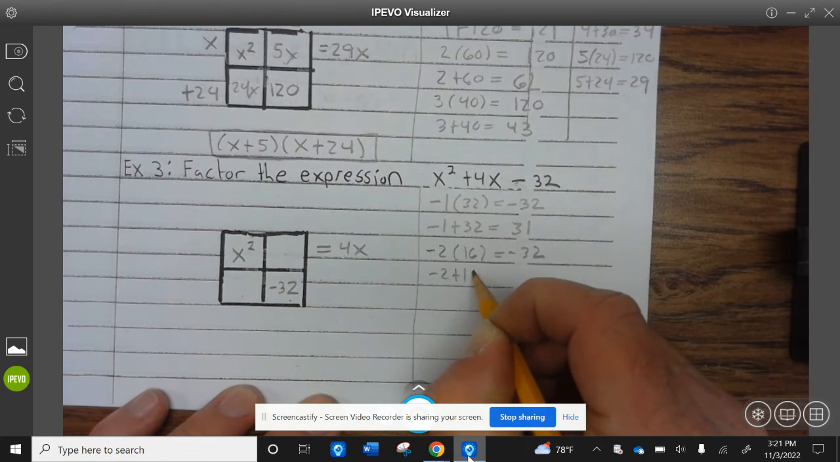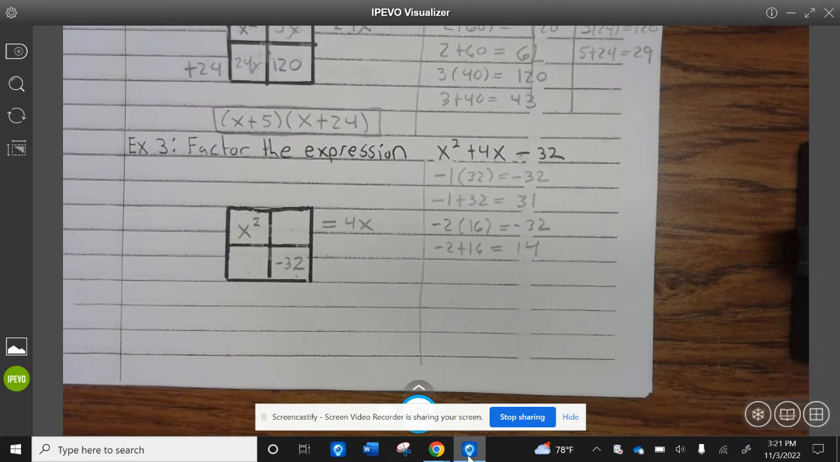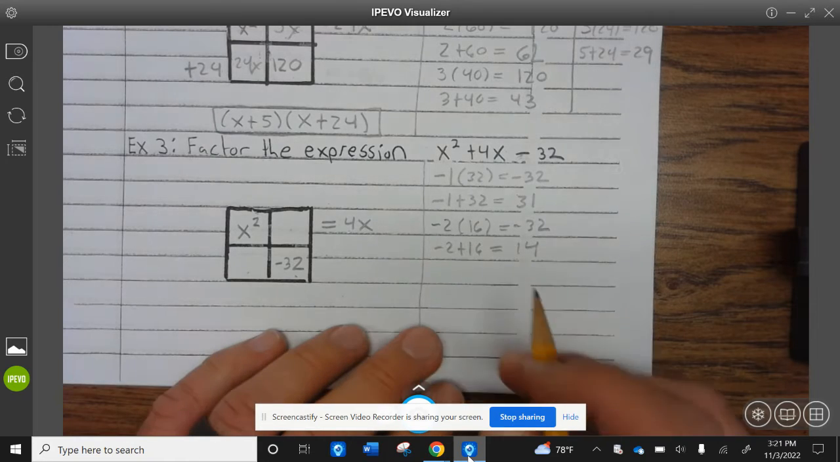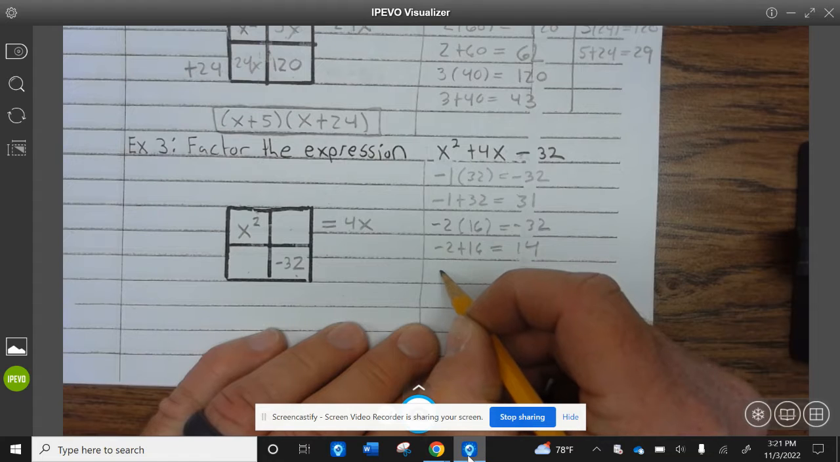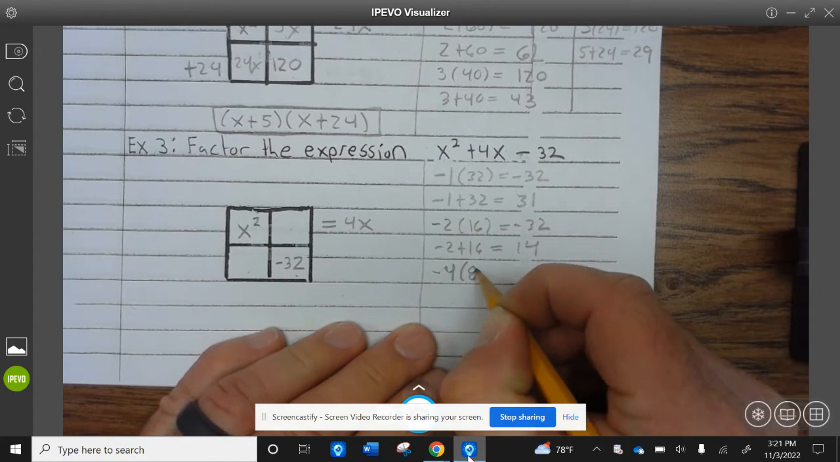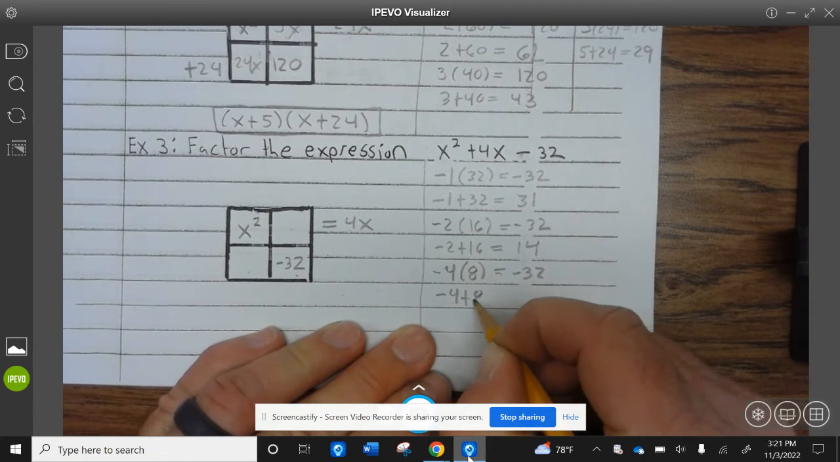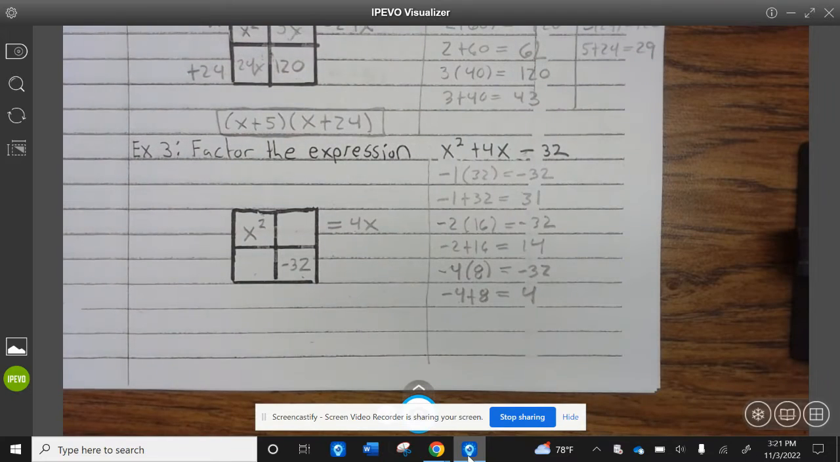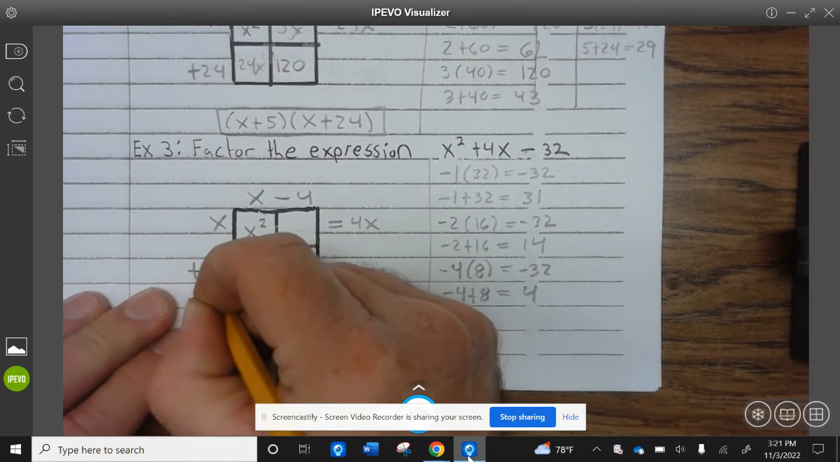Negative 2 plus 16 is 14. That doesn't work. 3 doesn't work. Okay, let's see. Negative 4 times positive 8 is negative 32. Negative 4 plus 8 is positive 4, so that works. The factors are x minus 4, x plus 8.